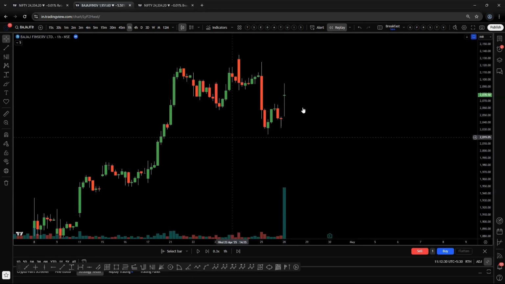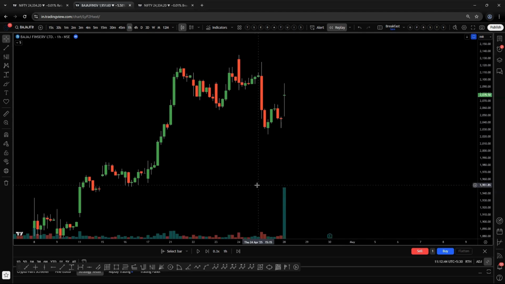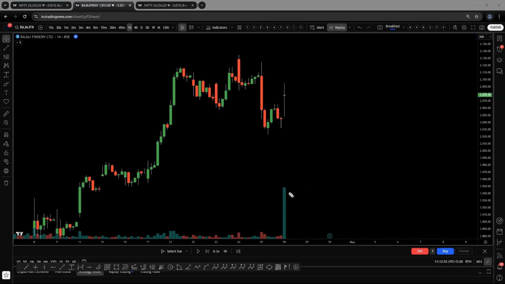So if today, this is a replay I'm showing, if today is Monday, the 28th of April, and the first one hour candle has formed, and tomorrow evening, let's say 29th of April evening, there's the earnings report coming out for this company. Sorry, here you see there's a candle which formed in the morning, for Monday morning, and there's a huge volume spike. Huge volume spike.